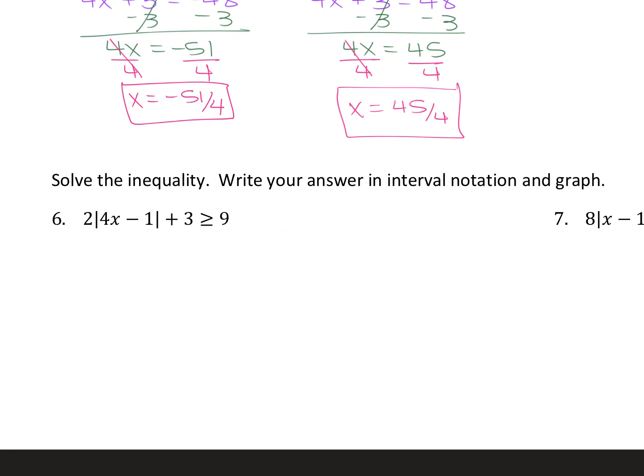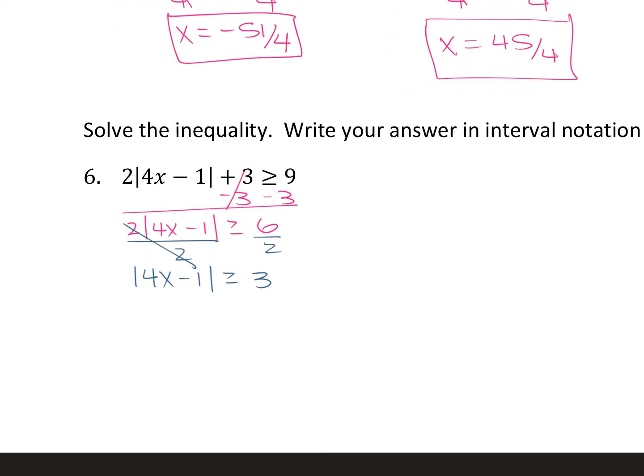So in example 6, you have 2 times the absolute value of 4x minus 1 plus 3 is greater than or equal to 9. We're first going to move the 3 over by subtracting it from both sides. That's going to give us 2 times the absolute value of 4x minus 1 is greater than or equal to 6. From here, divide each side by the 2. So that's the absolute value of 4x minus 1 is greater than or equal to 3. The absolute value is greater than or equal to a positive number. We're good. We can separate this into two inequalities.